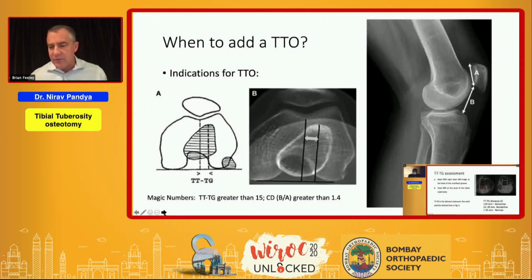So as we learned before, today we found that the TT-TG distance, I agree that greater than 20 millimeters is abnormal, 15 to 20 is borderline, and less than 15 is normal. My cutoffs are a little bit different. My magic number is, if a patient is having a procedure, I use a TT to TG of about 15 to 16. And any patella alta, I will plan on doing a tibial tubercle osteotomy.